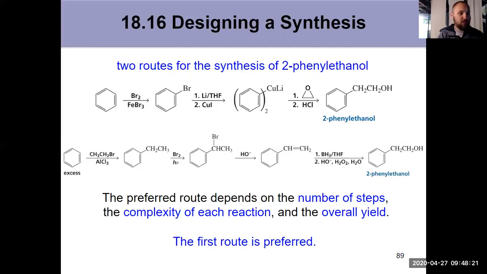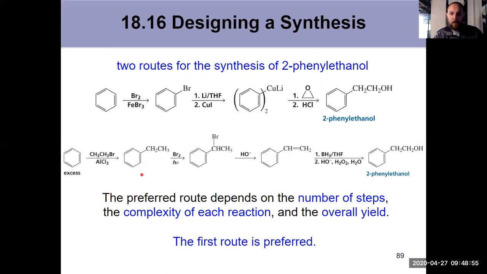So let's look here at 2 routes for the synthesis of 2-phenylethanol. 2 routes that'll get you to the same place. Which one are we going to choose? Well, the route that's up top is preferred because it has fewer steps. It avoids needing an excess of benzene, which we would have to have down here in the alkylation reaction. And it doesn't have any radical reaction. Radical reaction is the step down here.